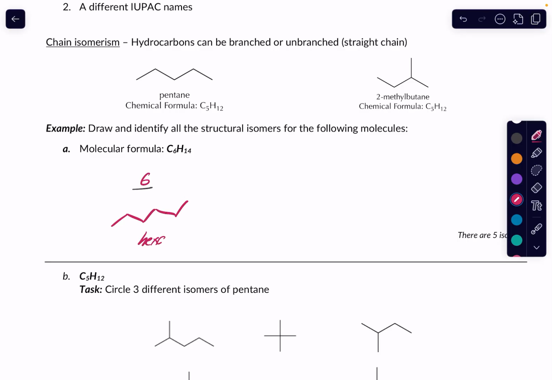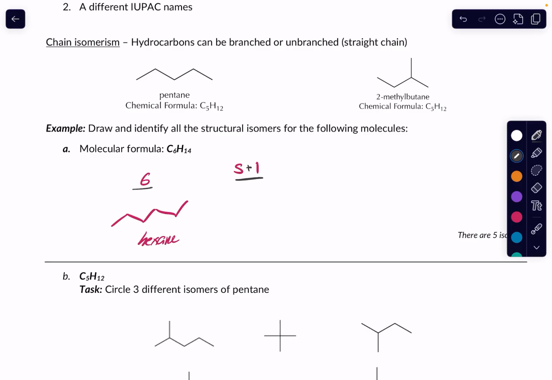I'm going to call that hexane. Now the next trick, this is the way that I like to do structural isomers. It will work for you, it will take some practice, but now we're going to look at a branched isomer where we have 5 carbons plus 1 branch. So if we call this 5 plus 1, that is where we're going to start.